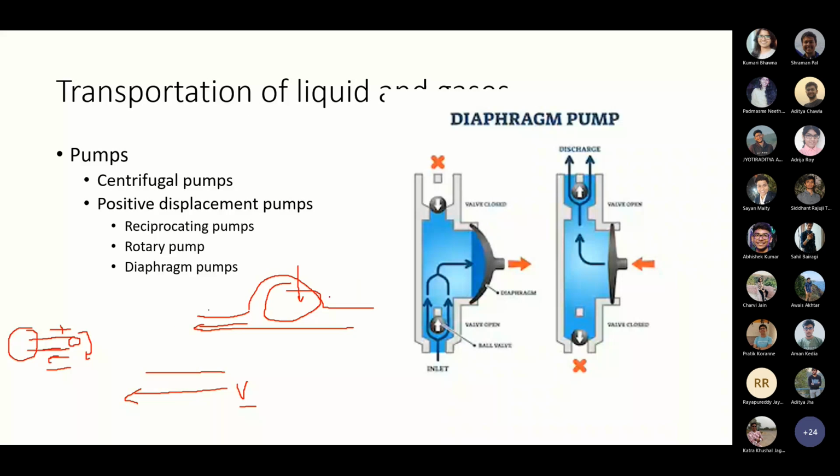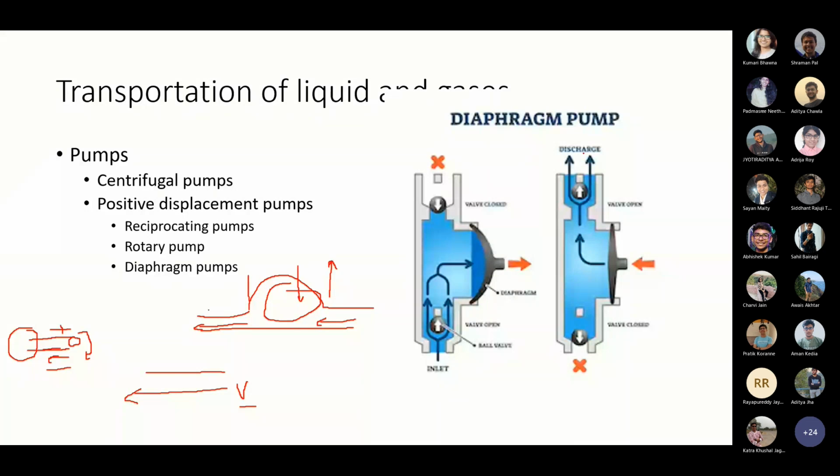Now, when I pull it up, it will create some suction. Because of the suction line, the fluid comes into this region. So when you lift the diaphragm, or the soft rubbery material, the suction will happen and the fluid comes inside. When you push the soft rubbery material down, that will be pushed to outside.